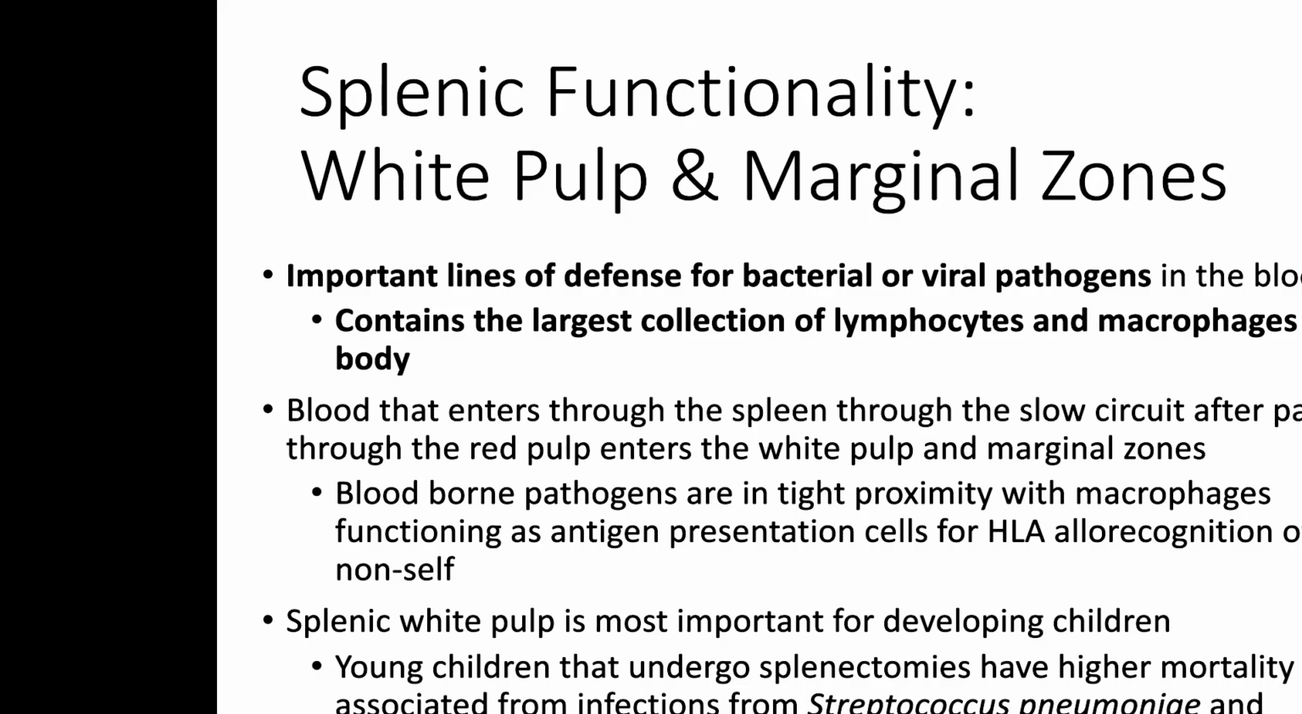And the splenic white pulp is really important in developing kids. Kids need help to mature their maturing cells, and they have really naive immune systems, so they need as much help as they can. The big issue in kids is that we notice that kids who underwent splenectomies do end up having higher mortality rates from infections that would normally not be an issue for most immunocompetent people.